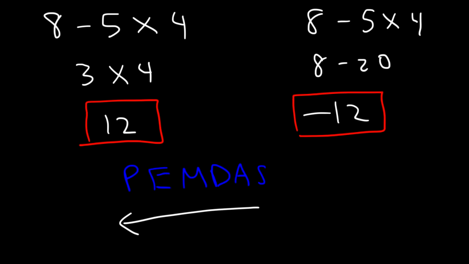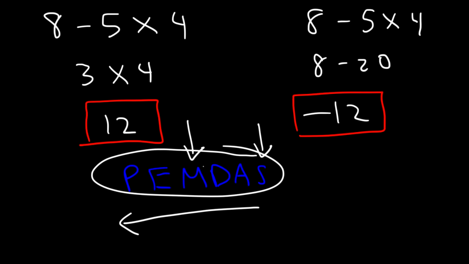And parentheses have the highest priority. Now, we're comparing a multiplication and subtraction. So therefore, you should always multiply first before you subtract. Multiplication has more priority than subtraction. So that's how you can use PEMDAS to know which operation should come first. So therefore, this is the correct answer. 8 minus 5 times 4 is negative 12.